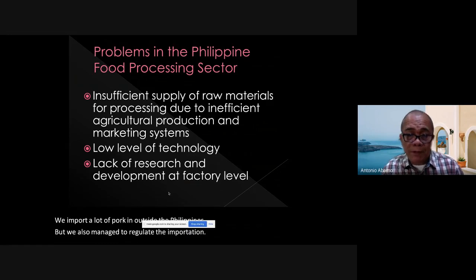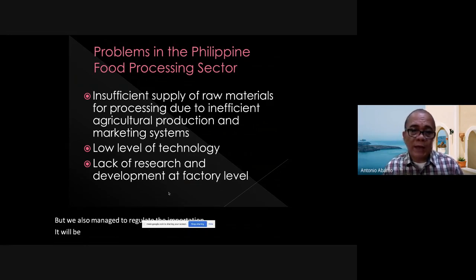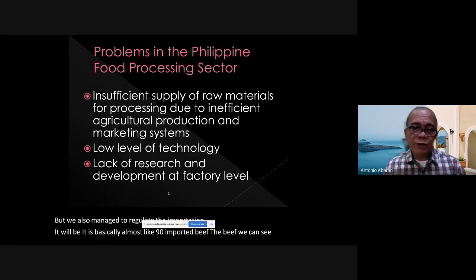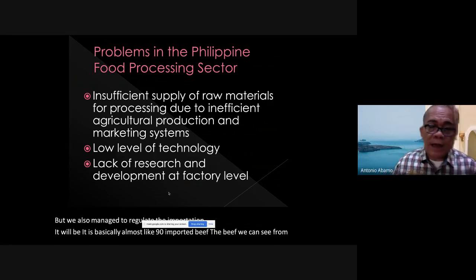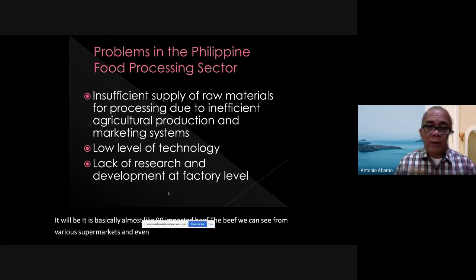Even beef is almost 90% imported. The beef we see in various supermarkets, and even in canned food, we import them.